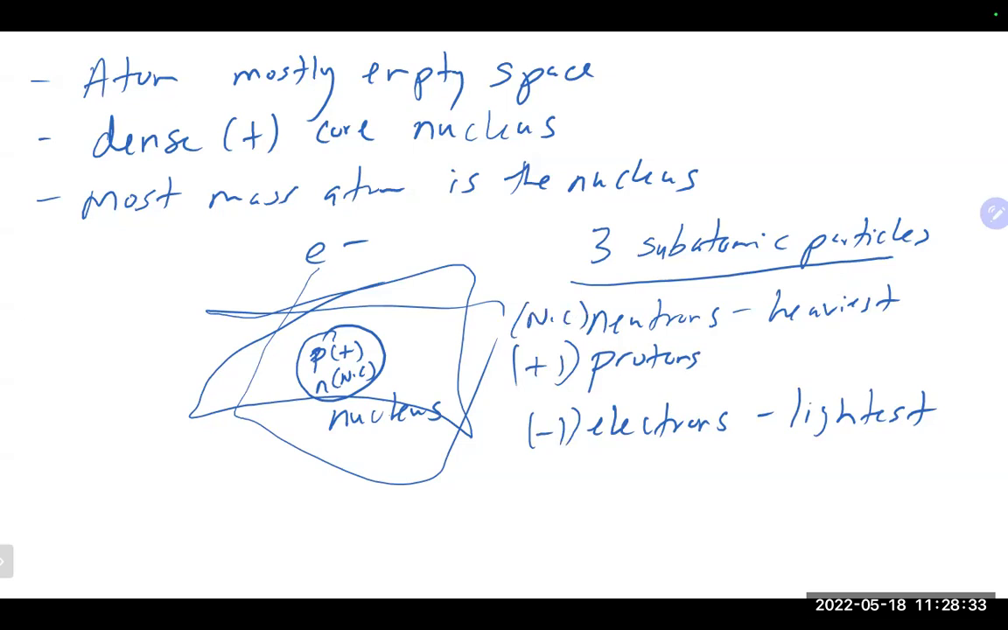Question on the structure of the atom? Let's see what else was in that chapter.